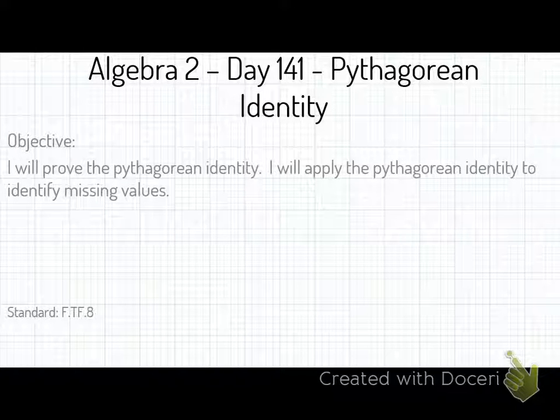Alright, so today is day 141 for Algebra 2. We're going to talk about the Pythagorean Identity. You're going to talk about this more in advanced math. Basically, identities are where we can replace one thing for another really quickly.